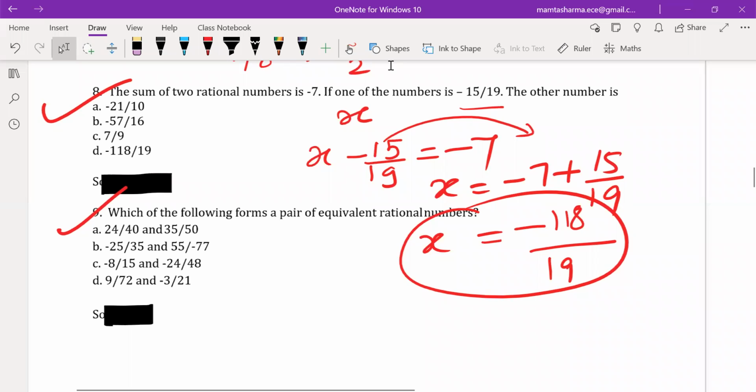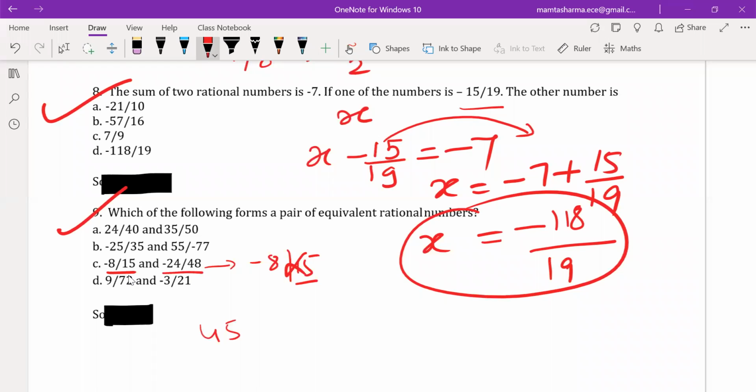Ma'am, it's C. Yes, ma'am. First number is 8 by 15. The second one can be simplified, divisible by the 3 table. 3 8s are 24 and 3 15s are 48. No. 3 15s is not 48. It is 45. Oh, one minute. Ma'am, it is not correct.